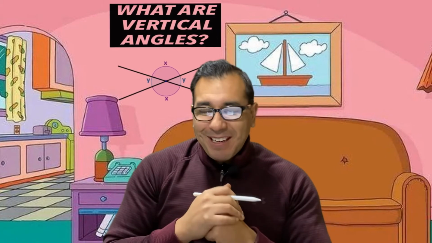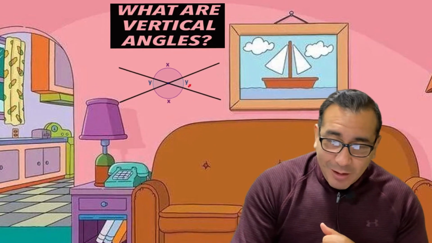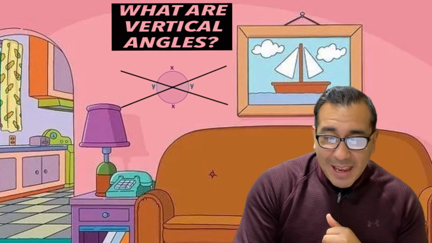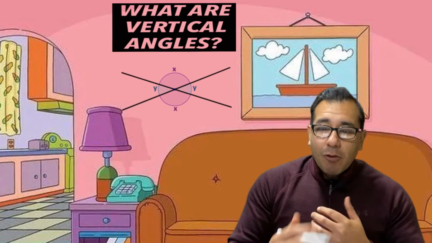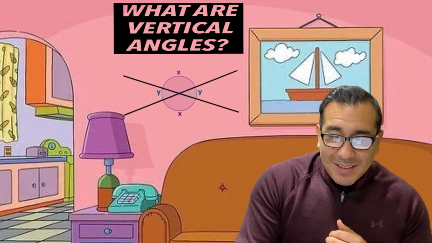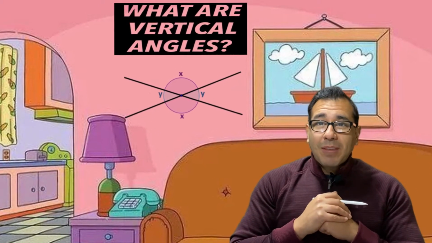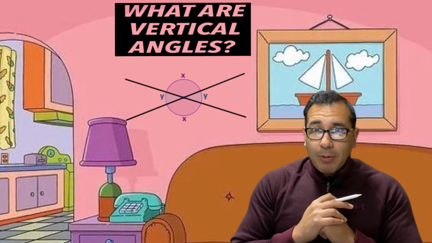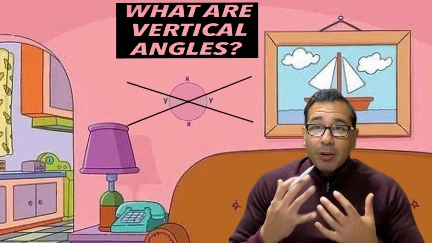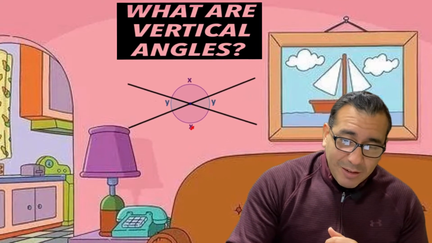So let's make it plain and simple. Vertical angles are angles that are opposite of each other. They're a pair of opposite angles formed when two lines intersect. We know that they're equal by definition. So these two angles are opposite of each other, they're equal, and that's why they're labeled just like this.